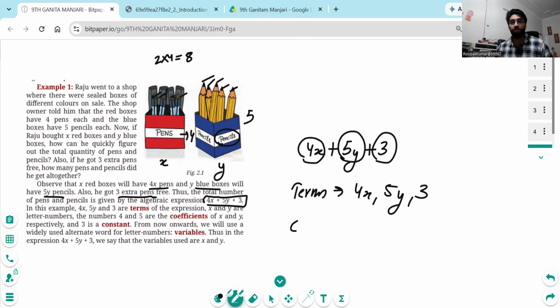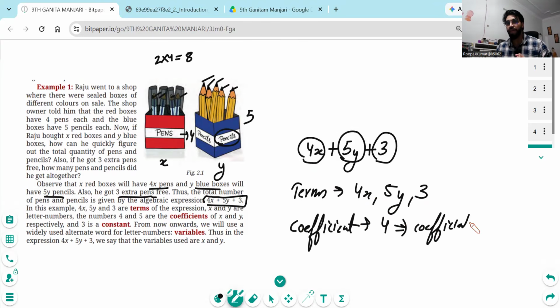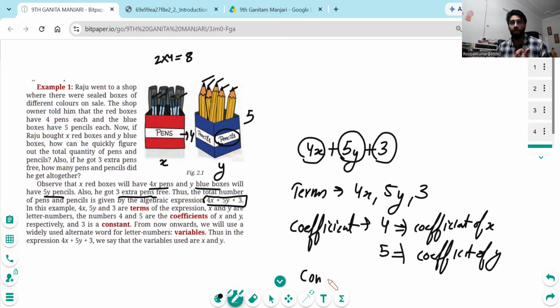Now after terms, there is something called coefficients. Coefficient is like how many times you multiply the variable. That is the best way to understand coefficient. Like 4x, so I am multiplying x 4 times. So this is the coefficient of x. Many people call it the numerical coefficient because it is a numerical value. 5 is the coefficient of y. What about 3? It's a constant term, because it doesn't have any variable, right? So that is a constant term.